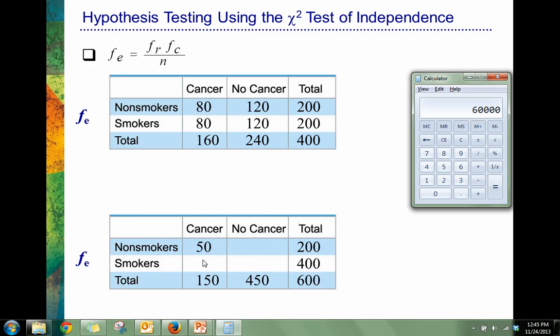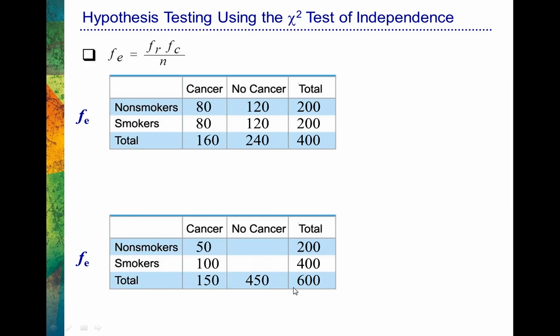That's a value of 60,000. I'm now going to divide by my n, which equals 600. And that equals 100, just like I expected. So I'll just fill in the other values, but you can see the formula works. So we can easily find the expected frequencies. These are the frequencies we would expect to find just by chance. There's no relationship at all between smoking status and cancer.